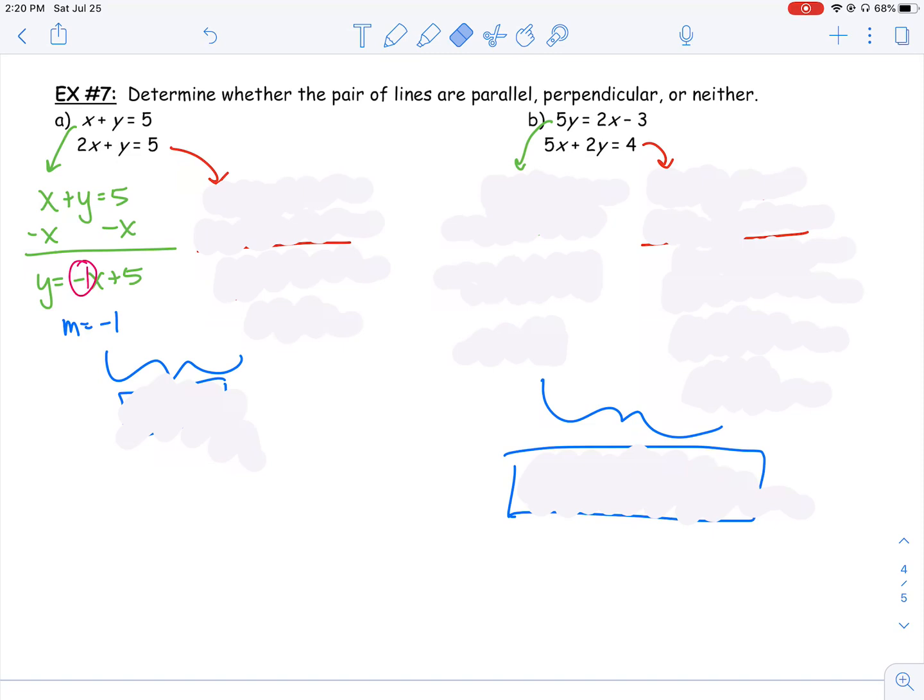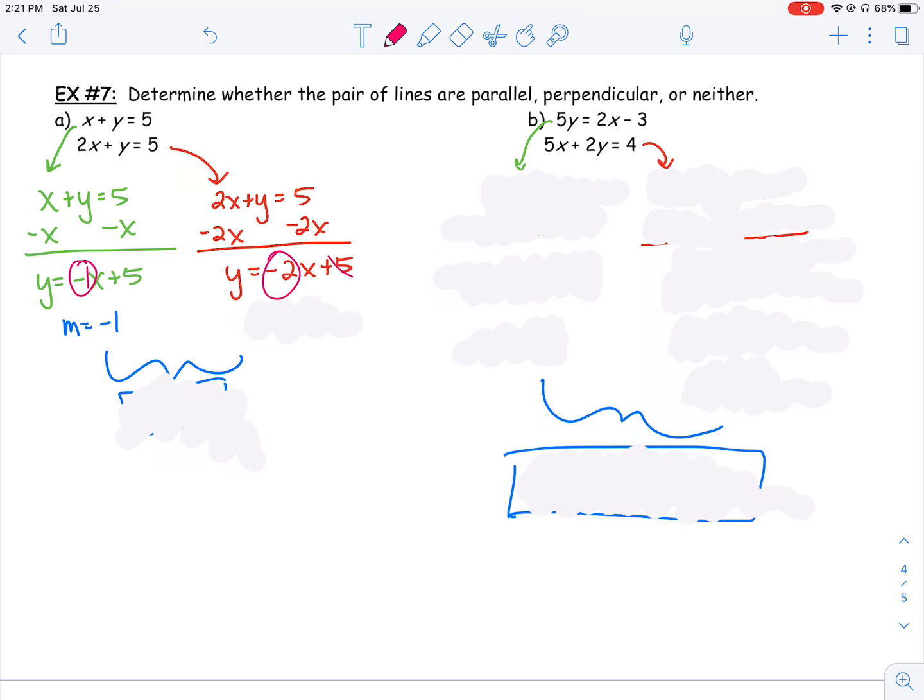Let's look at the slope of the second line. Taking that second equation and making it into slope-intercept form, I'm going to subtract 2x from both sides, and I end up with an equation of y equals -2x plus 5. What's the slope of this line? I got a slope of -2, did you?